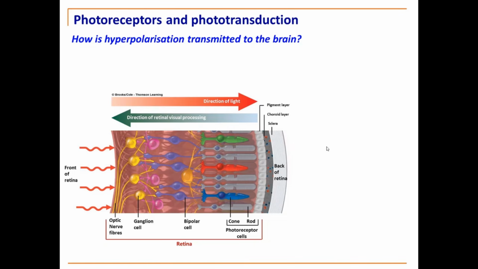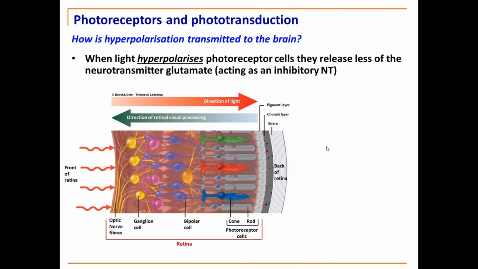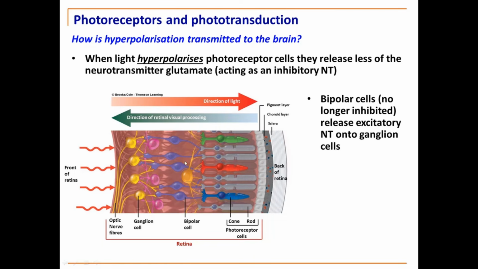So how is hyperpolarization transmitted to the brain? Remember what we said. The initial signal comes in, we're stimulating these photoreceptors. But instead of getting depolarization, we're getting hyperpolarization of the photoreceptor cells. Now they're normally releasing glutamate, but now they release less glutamate. And this glutamate is usually acting inhibitory onto the bipolar cells, but we're getting less inhibition at this point now. So the bipolar cells, which are no longer inhibited, now can release excitatory neurotransmitter onto these ganglion cells.